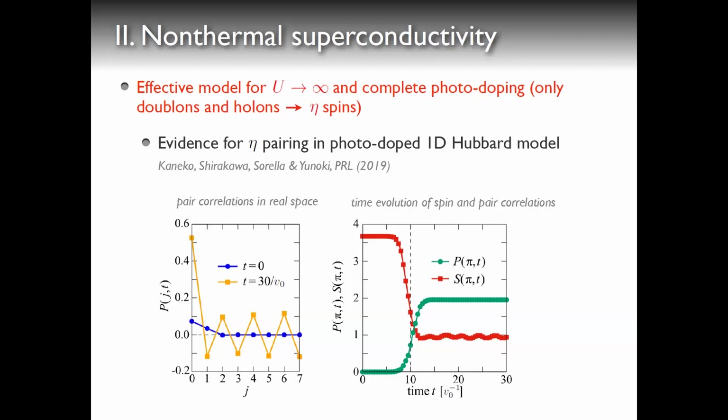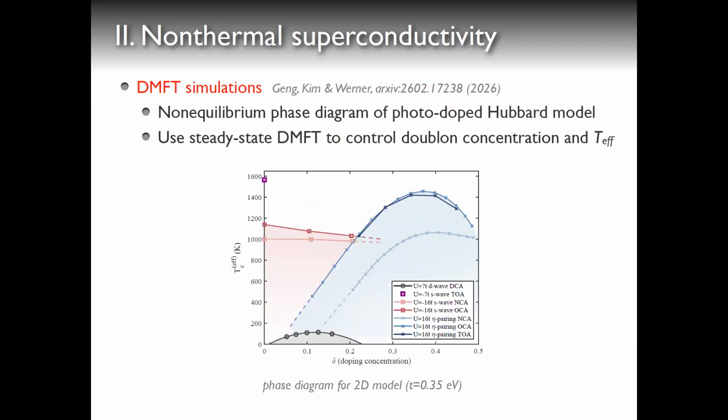So it decays as a function of distance, whereas after the laser pulse, you have these staggered, non-decaying pair-pair correlations, which is suggestive of the realization of such an eta pairing state. And using dynamical mean field theory, we have also studied this eta pairing phase.